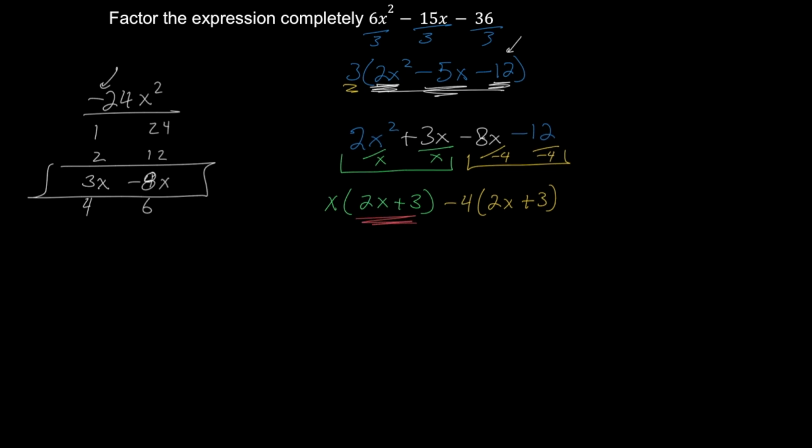Remember that these should be the same, so we can pull out that common binomial in both groupings, the 2x plus 3, which will leave us with x minus 4 left over from the two groupings. We're not quite done. Don't forget about that common monomial we pulled out way back in the beginning. We need to make sure to bring him down to finish the problem.